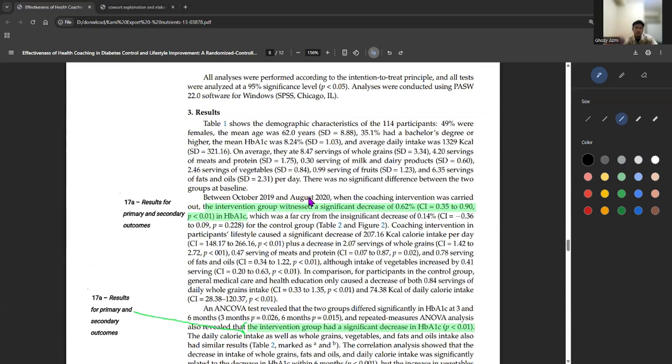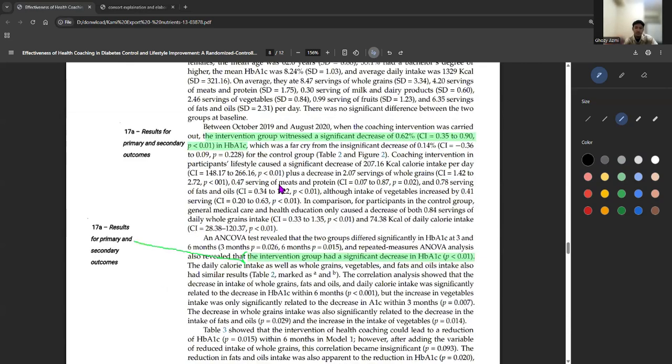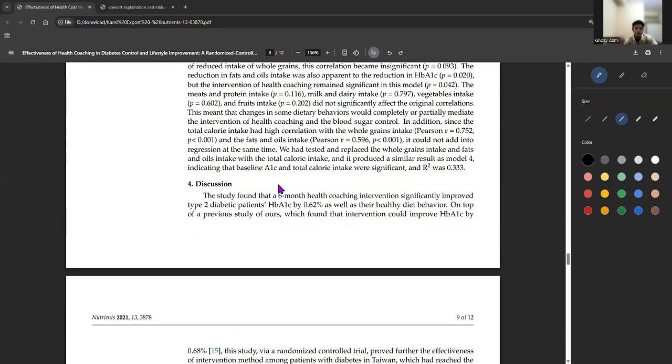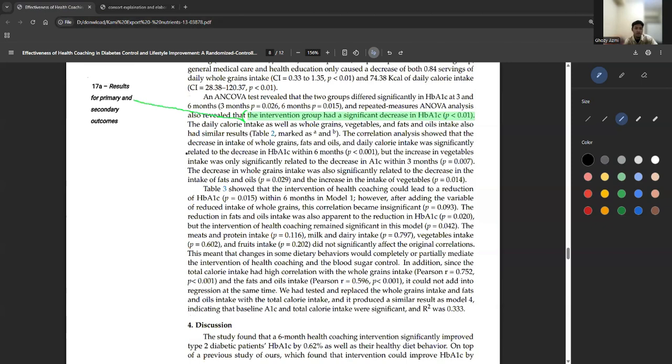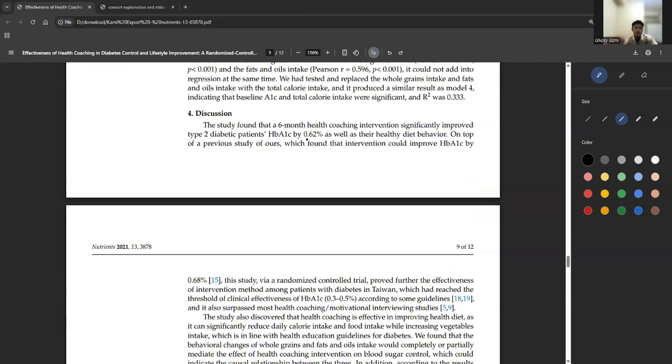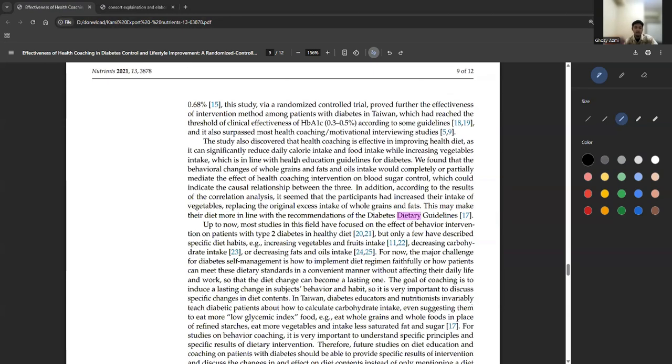And then we move to item 18, reporting extra analysis. The regression shows that diet change helps improve HbA1c. And then we move to item 19, reports of harms. In this article, there were no reports about harms. And then we move to the discussion section, which in item 20 discusses limitations.